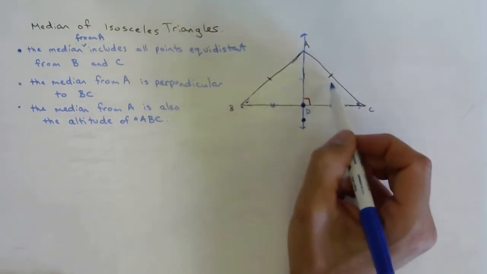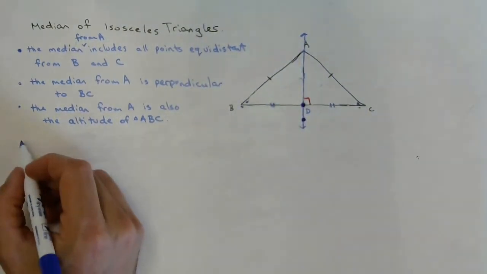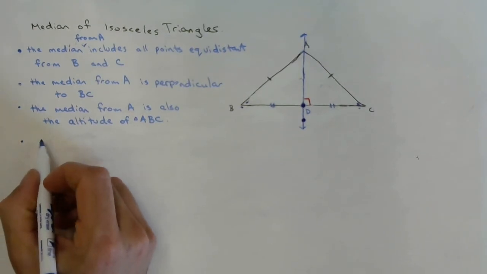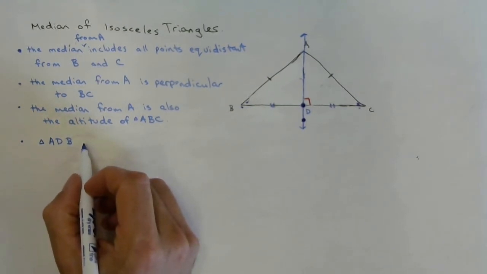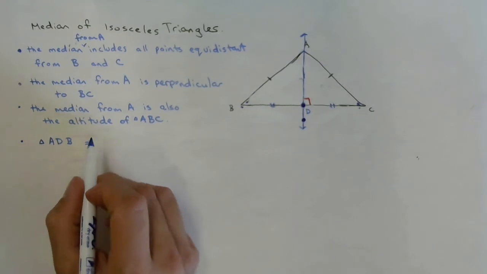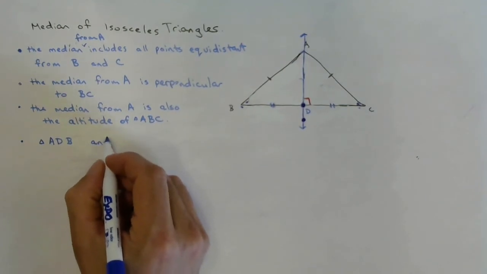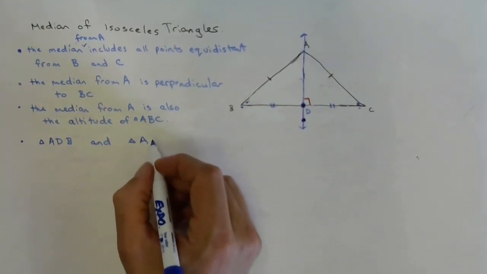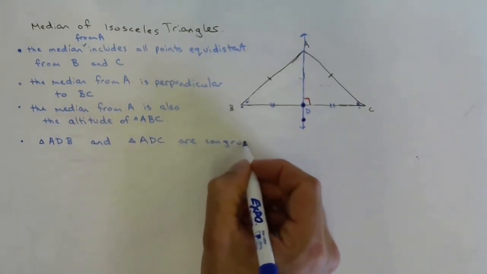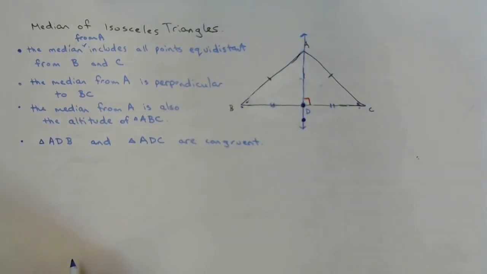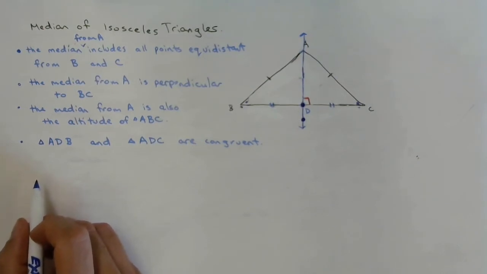And we already know because of an isosceles triangle that these two outside lines, AC is congruent to AB. Therefore, our two little triangles that are formed are congruent. Triangle ADB and triangle ADC are congruent. Good.